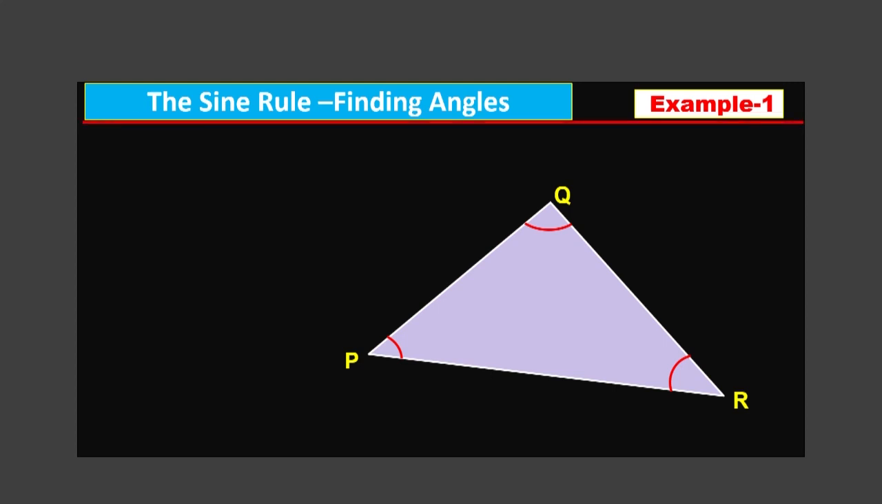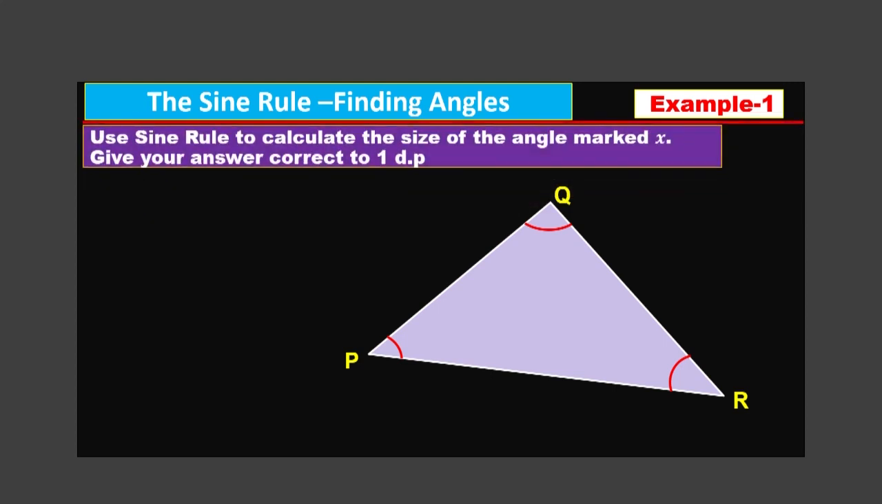Example number 1. Use sine rule to calculate the size of the angle marked x and give your answer correct to 1 dp. As you can see, we have triangle PQR with measures PQ 9 centimeter, QR as 10 centimeter, angle P as 65 degree and angle R as the unknown angle x.